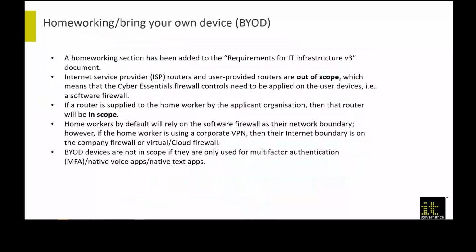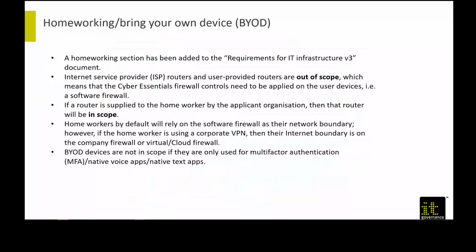A home working section has now been added to the Requirements for Infrastructure document. As mentioned before, ISP routers and user provided routers are out of scope, which means that the Cyber Essentials firewall controls need to be applied on the user device, for example, a software firewall. If a router is supplied to the home worker by the applicant organization, then that router will be in scope.